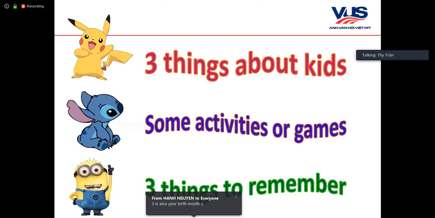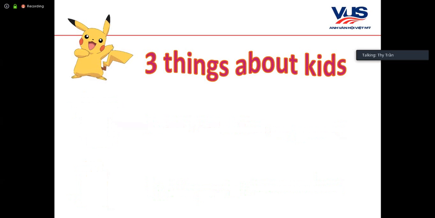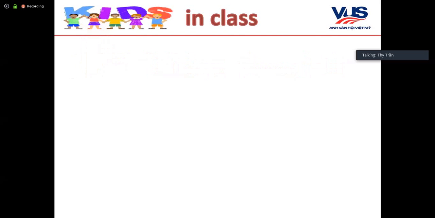The main things we are talking about today: there are 3 things about kids, some activities or games, and the last thing is also 3 things to remember. First, we will start with 3 things about kids. Actually, you have done the poll, right? And there are other adjectives to talk about kids, right? But because I prefer the number 3, it's easy for everybody to remember the first 3 things. And so I want you to remember all 3 things.